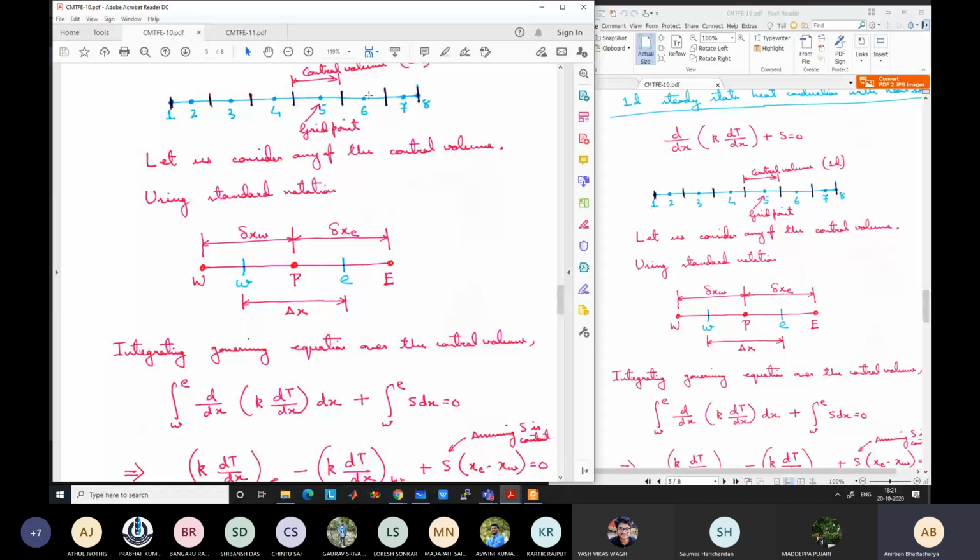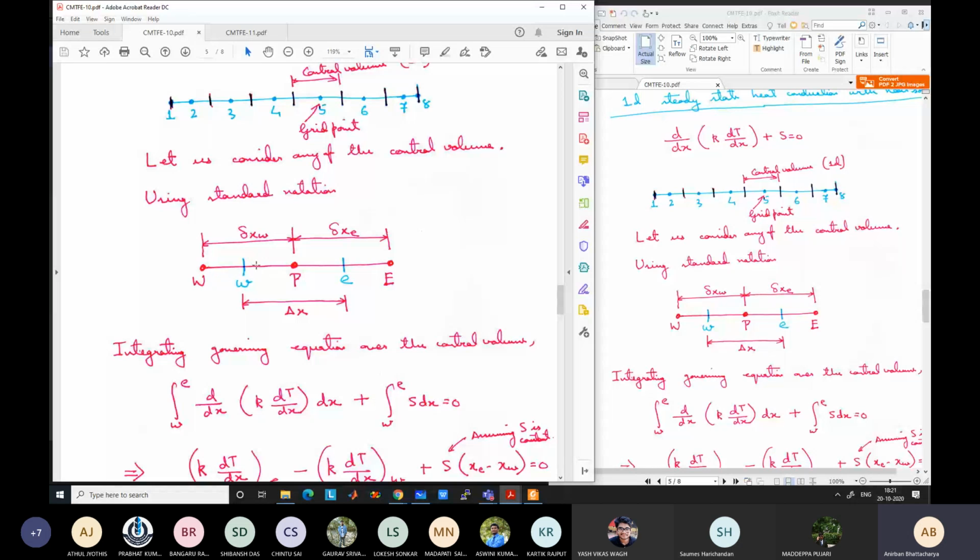Boundaries are treated differently, because if you take grid point 2, automatically some value will be known here, and that will come into the picture, which we will come to later in the next class. But that is the idea, and with this we have also denoted some other notations.